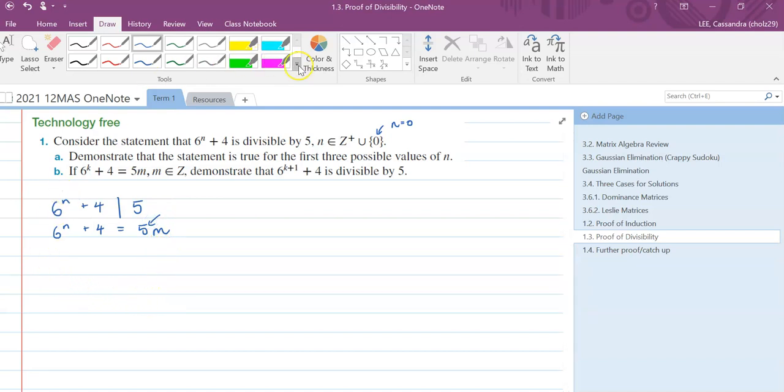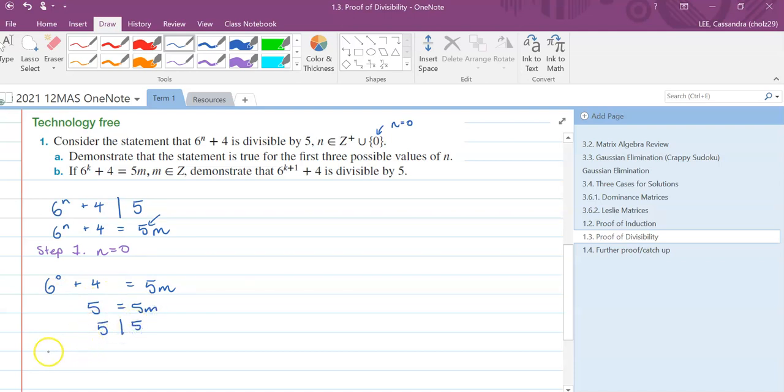Okay, so let's go ahead and start doing our proof by induction steps. So step 1, we're going to test the first case. And in this case, we have n is equal to 0 as our first case. So when we have 6 to the power of 0 plus 4, that should be equal to some multiple of 5. So 6 to the power of 0 is 1. 1 plus 4 is 5. So this value is divisible by 5. So we can write that as 5 is divisible by 5. So that means that it's true for our first case, which is good.